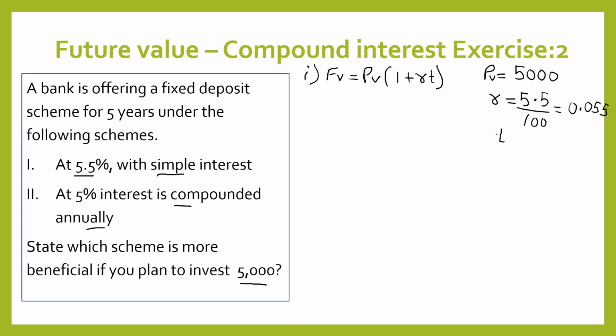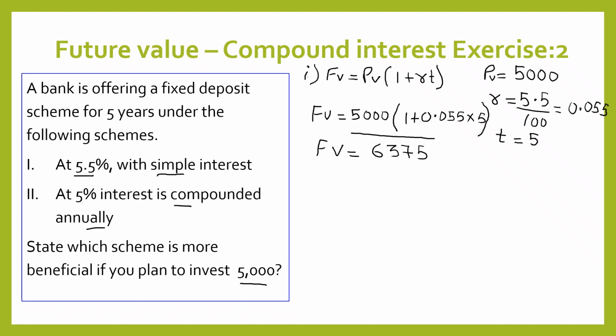Then what is my T? The T is nothing but the time. So the time is 5 years. We'll write 5. Now this value we have, we'll just put it in the formula. So future value is equal to 5,000 into bracket 1 plus R, rate of interest is 0.055 multiply by 5, bracket close. So when you take this on the calculator, 5,000 into bracket 1 plus 0.055 multiply by 5, we will get the answer 6375. This is my option 1.